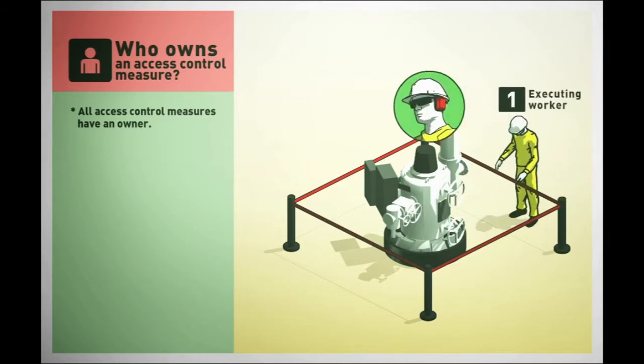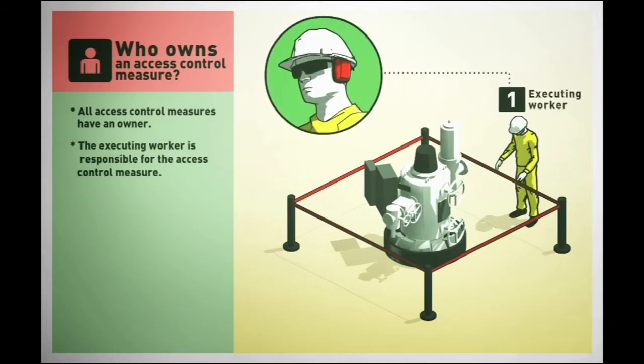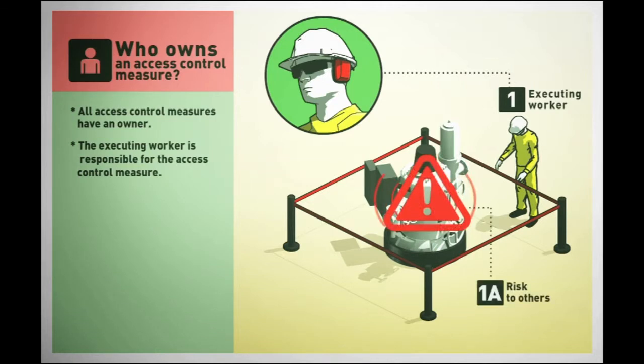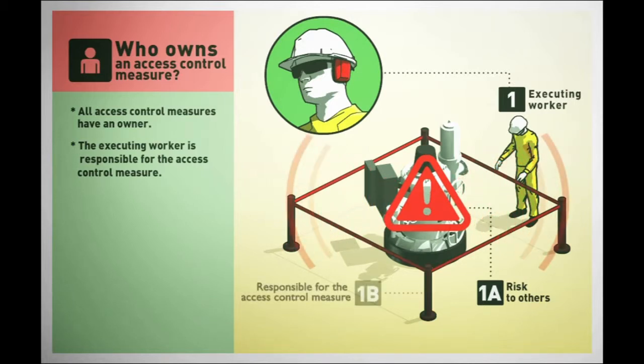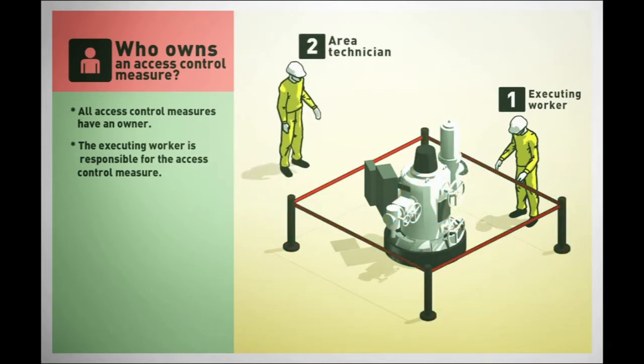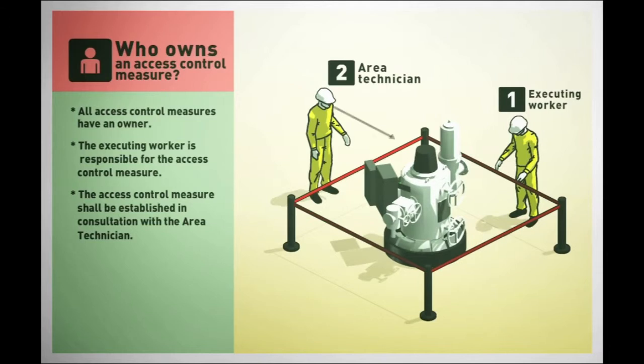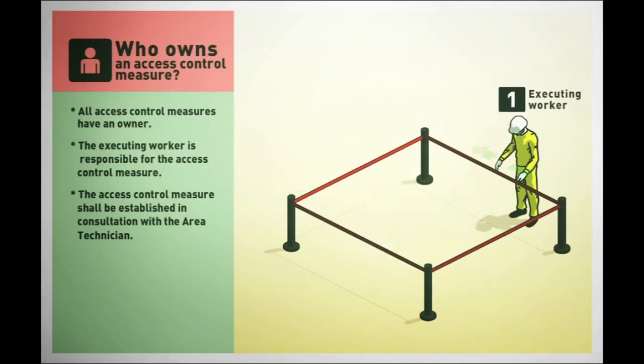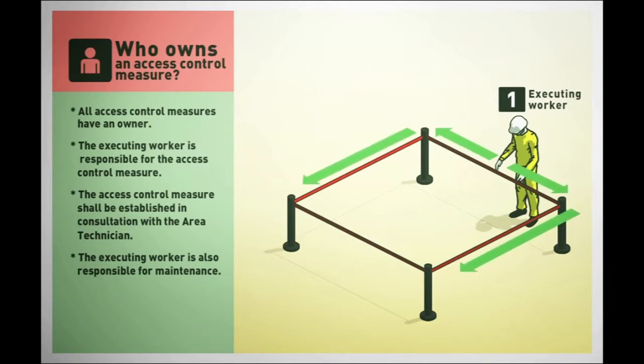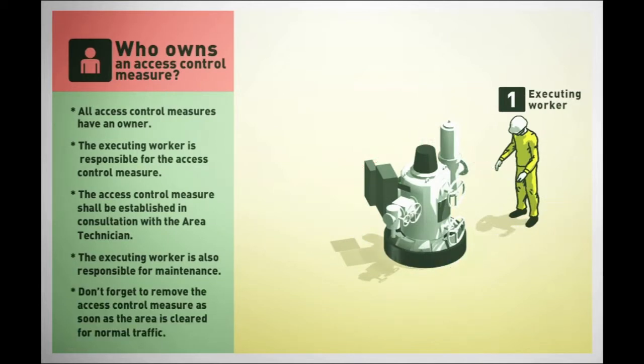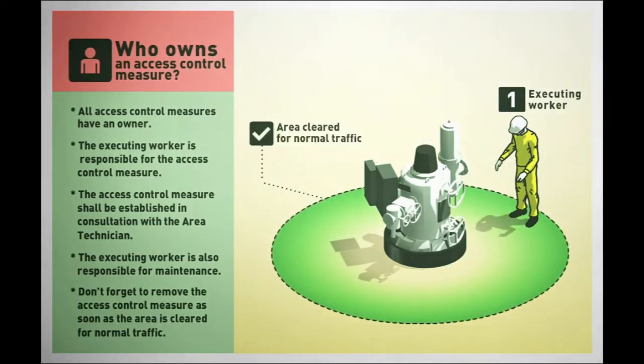The executing worker is responsible for establishing access control. This means if you shall carry out work that involves risk to others, you are responsible for establishing a restricted area. This shall be done in consultation with the area technician or area responsible, who shall approve the access control measure. The executing worker is also responsible for maintenance of the access control measure. Don't forget to remove the access control measure as soon as the area is cleared for normal traffic.